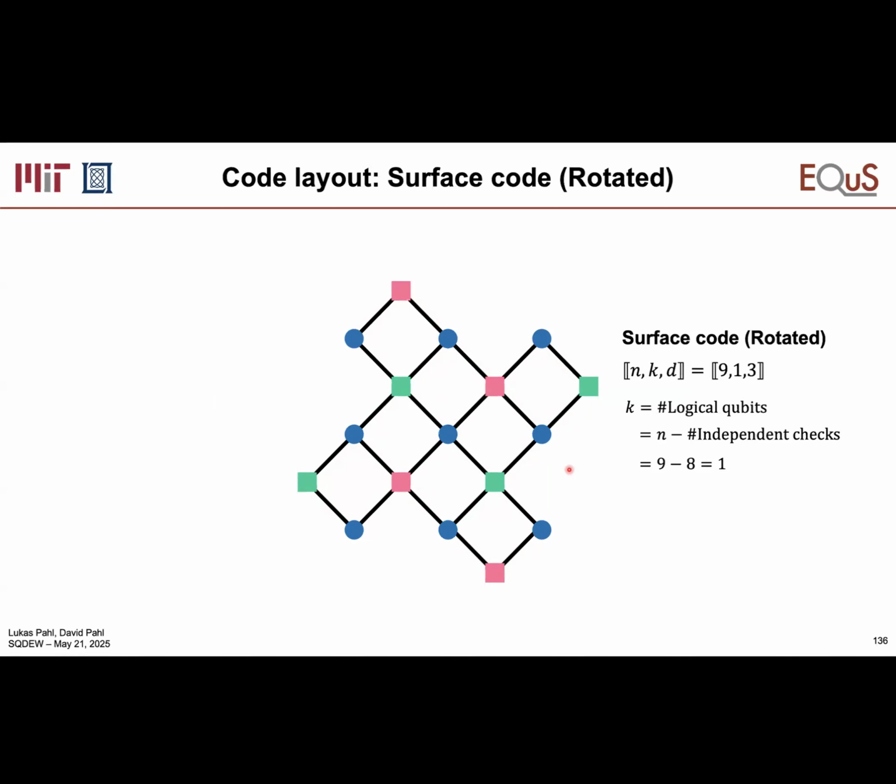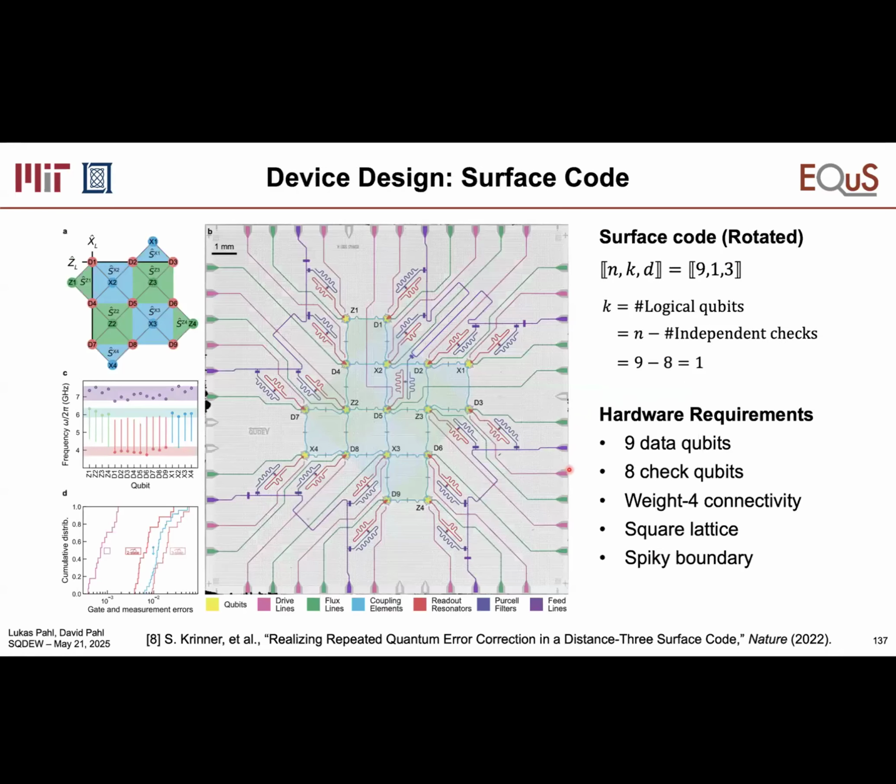It's essentially to get the smallest distance 3 surface code. This is an experimental device, a chip that has exactly the connectivity we just derived. And we can now understand the hardware requirements. Why are there 17 qubits? Well, the answer is 9 minus 8 is 1. We want 1 logical qubit. That's why there's 17 qubits. That's why it's an odd number.